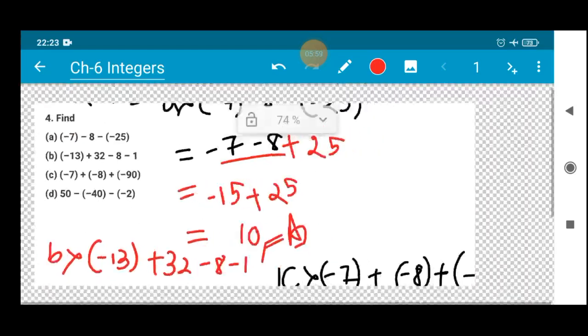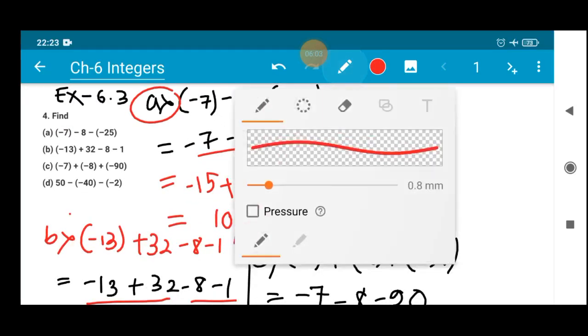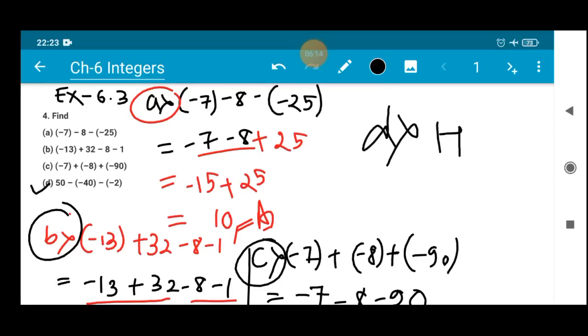I hope everyone understood the concept. This concept which we discussed in the previous class is the same which we have applied here, that is the rule of multiplication with the sign. And I request everyone to do number D as a home assignment. This will be homework.